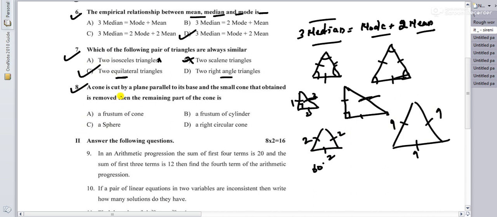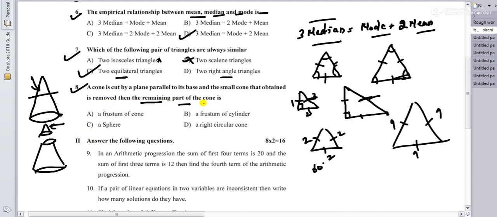Next is question number 8. A cone is cut by a plane parallel to its base. You know that this is a cone, and this is its base. It is cut parallel to its base, and the small cone that is obtained is removed. So it is cut like this, and this part is removed. So now it will look something like this, since the top part is removed. Now the remaining part of the cone is dash. So what is this called? The remaining part is called the frustum of the cone. So option number A is the correct answer. Got it? I hope it's clear.